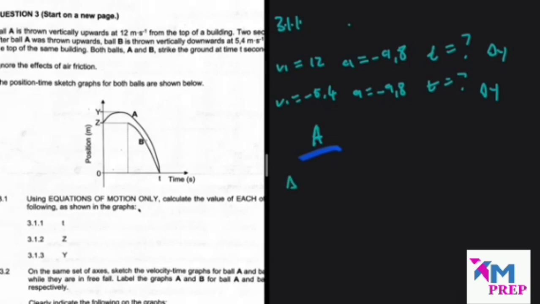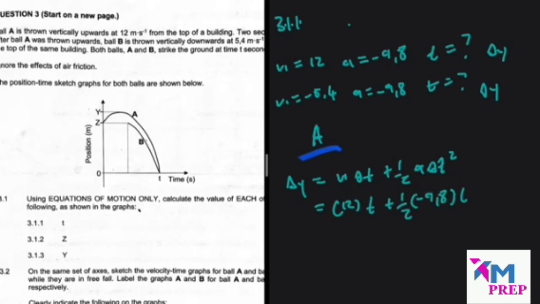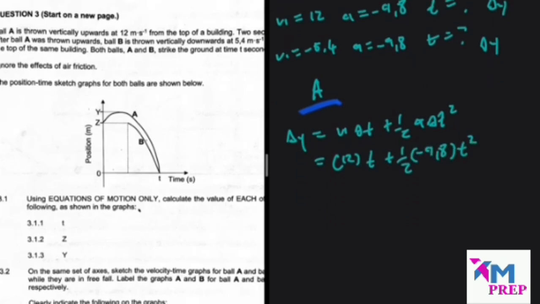So for ball A, delta y is equal to vi delta t plus a half acceleration delta t squared. So vi is 12, time is what we're interested in, plus a half times minus 9.8, let's say t squared. So delta y will be equal to 12t minus 4.9 t squared. This is as far as ball A is concerned.